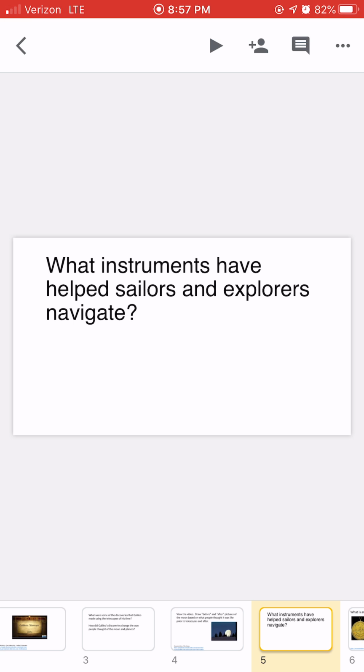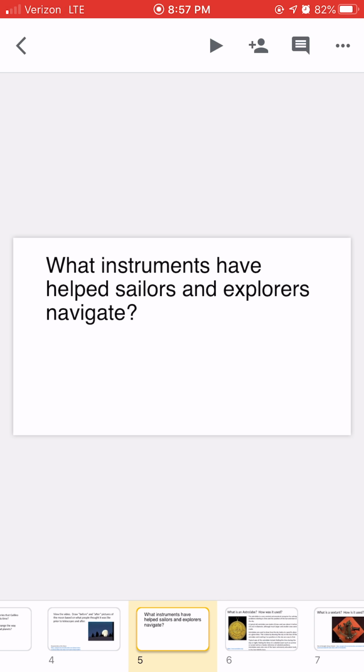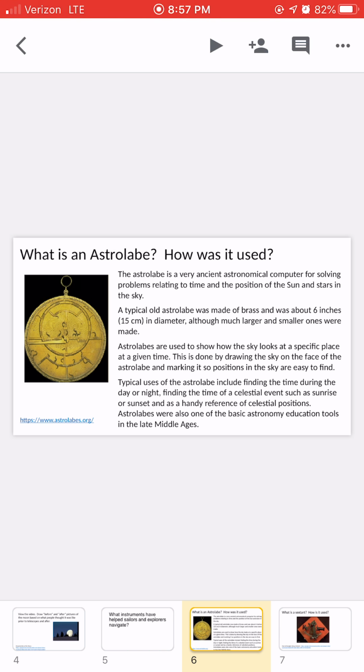So, what instruments have helped sailors explore and navigate? An astrolabe, we've actually talked about this during social studies. The astrolabe is a very ancient astronomical computer for solving problems related to time and the position of the sun and stars in the sky. So it's kind of like a compass, maybe like an early version of one.